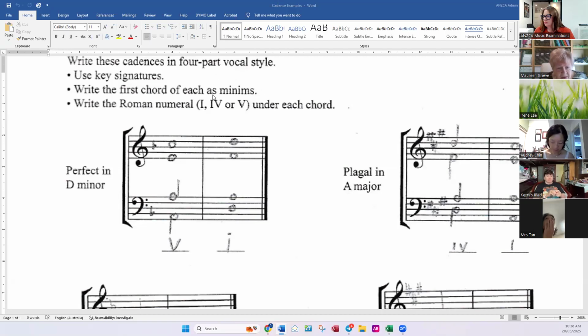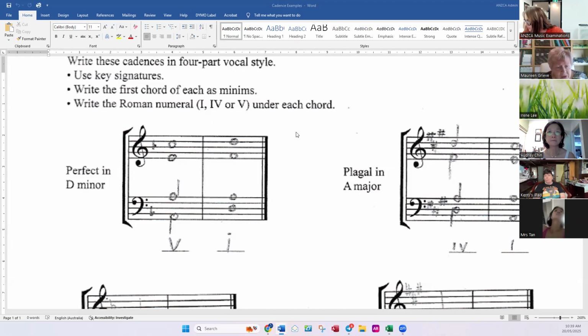Other than the missing sharp, that is, oh, and also it was to be written as minims. The soprano and alto voices are not written as minims. So they need to read their questions very carefully and check that they have done everything that is required of them. Once again, the plagal cadence is well done. All voices are falling. There is no problem there, and she did write the minims, or he, whoever it was, did write the minims for all four of the notes in chord 1.